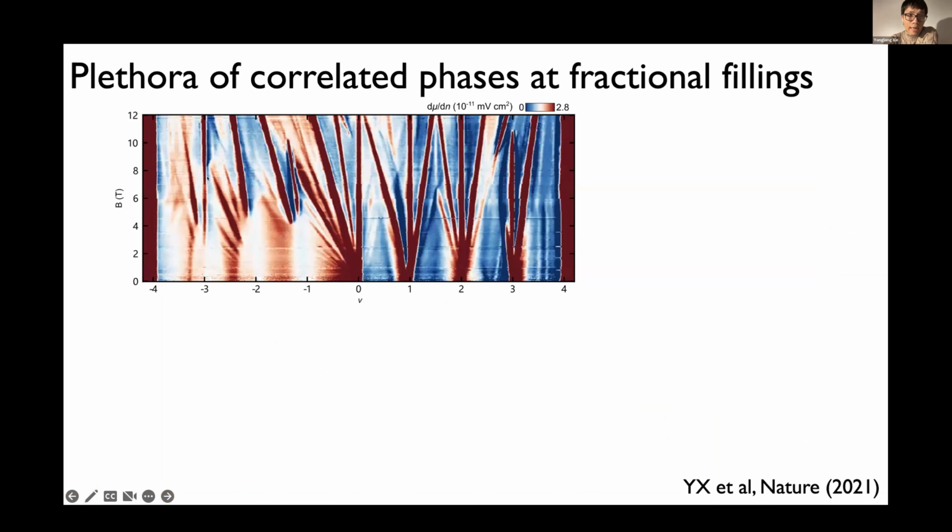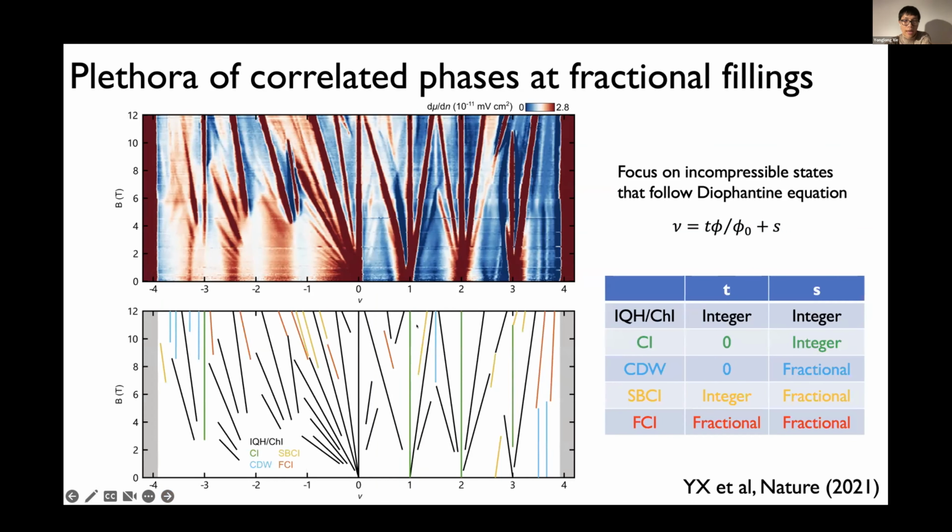So this is the data that I have already flashed at the beginning. Taken using the scanning SCT on twisted bilayer graphene, you see that there are a lot of features, red features, and all these correspond to incompressible states. And the exercise that we're going to do is basically to extract the slope and the intercept of all these linear trajectories. And this is summarized in the lower panel.